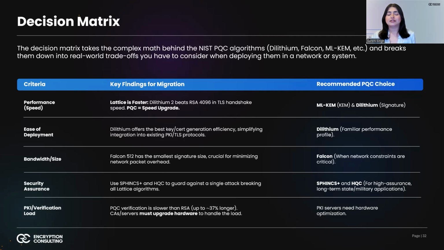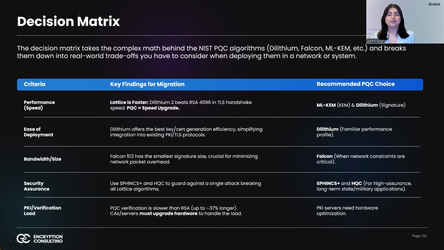Our first factor is performance, or simply put, speed. The great news is that PQC is not a sacrifice. The fastest algorithms are built on lattice math, which runs incredibly well on today's CPUs. Our go-to standard for speed is Dilithium for signatures and MLKEM for key exchange. In tests, Dilithium is actually faster at securing connections than the old RSA 4096. This means we get quantum security and better speed.